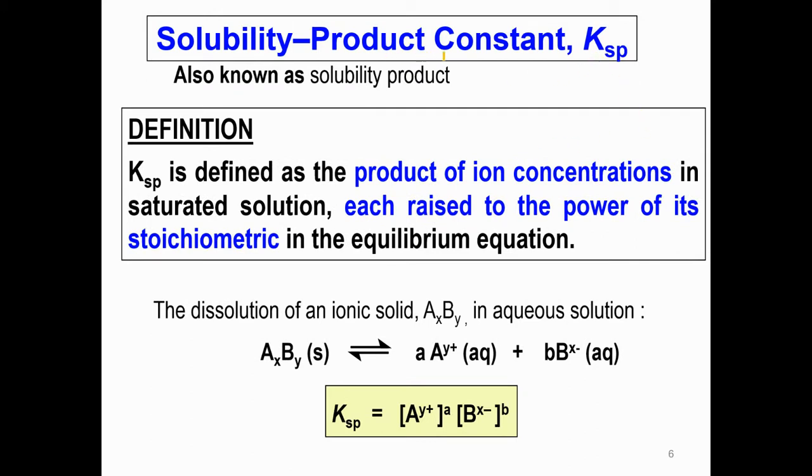Solubility product constant, Ksp, or sometimes we just know it as solubility product. So solubility product Ksp is defined as the product of ion concentrations in saturated solution, each raised to the power of its stoichiometric coefficient in the equilibrium equation. Same thing again, it is product over reactant. However, the reactant is an insoluble solid, so we do not put it into the expression of solubility product.